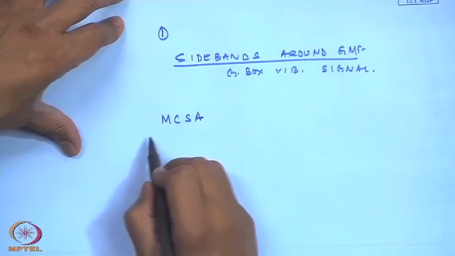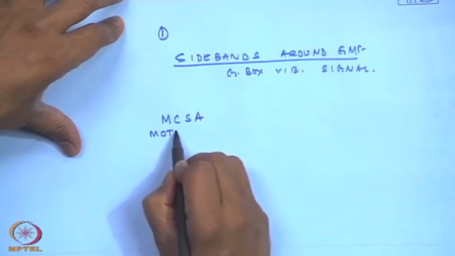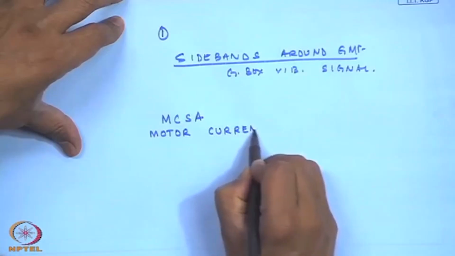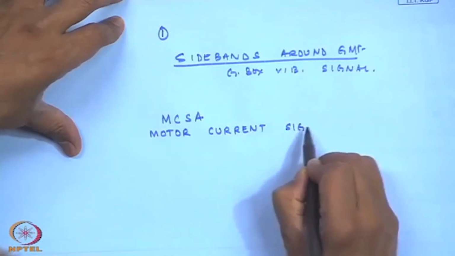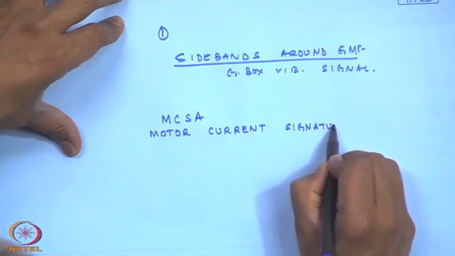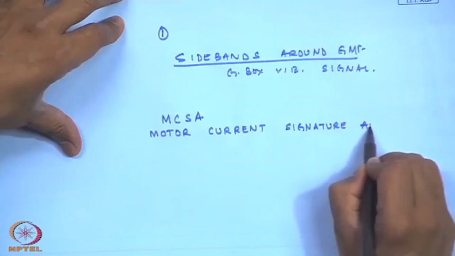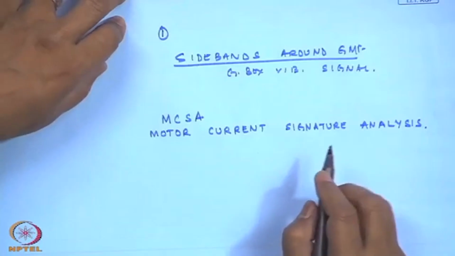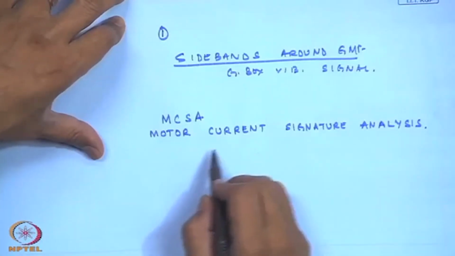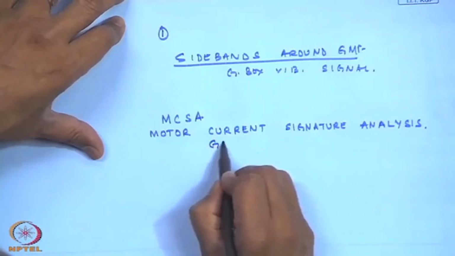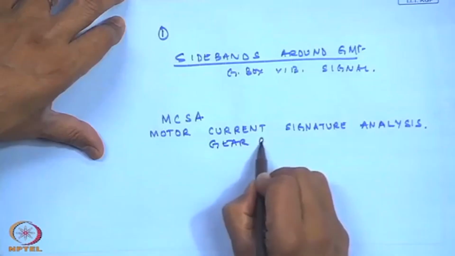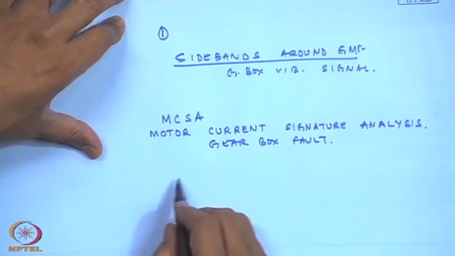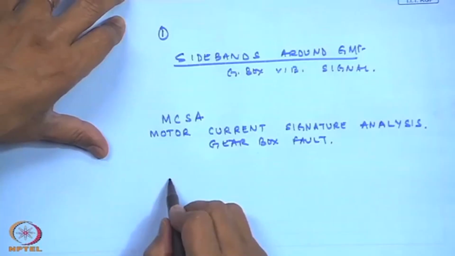Of course, another technique which we in our group at IIT Kharagpur have successfully used is MCSA, motor current signature analysis. And this has been used to find out gearbox fault. I will tell you briefly what is there in this.